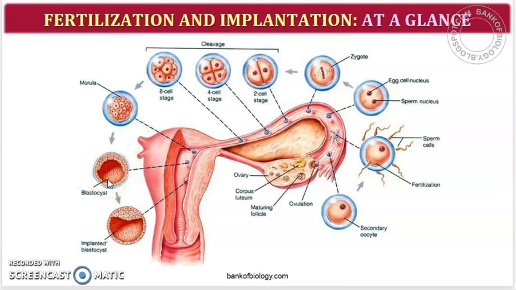This blastocyst will have 2 layers. The outermost will be the trophoblast, and the inner layer is the inner cell mass, which will develop into the embryo. Okay, and then implantation of this blastocyst, that is the trophoblast layer, happens in the endometrium of the uterus. So this is the endometrium of the uterus. There the implantation process will happen.